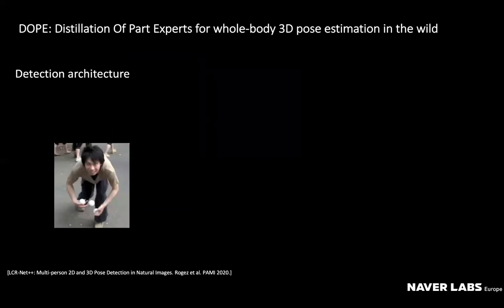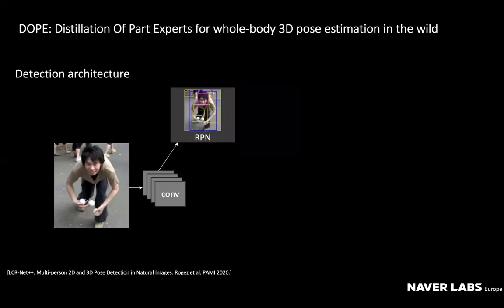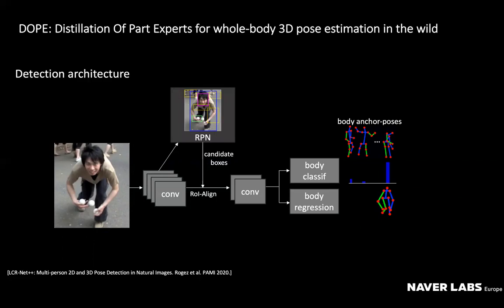For the network, we use a single detection architecture in which bodies, hands, and faces are the objects to be detected in each image. We extend the recent body pose detector, LCRNet++, that has been shown to be robust in a variety of challenging scenarios in the wild. In LCRNet++, given an image, convolutional features are extracted and fed to a region proposal network to generate candidate boxes. After pooling the features according to the boxes, additional convolutions are applied to these features that are later fed to two branches. The classification branch predicts the closest body pose in a discrete set of predefined anchor poses. The regression branch applies an anchor pose specific regression to refine the predicted body pose, both in 2D and 3D.